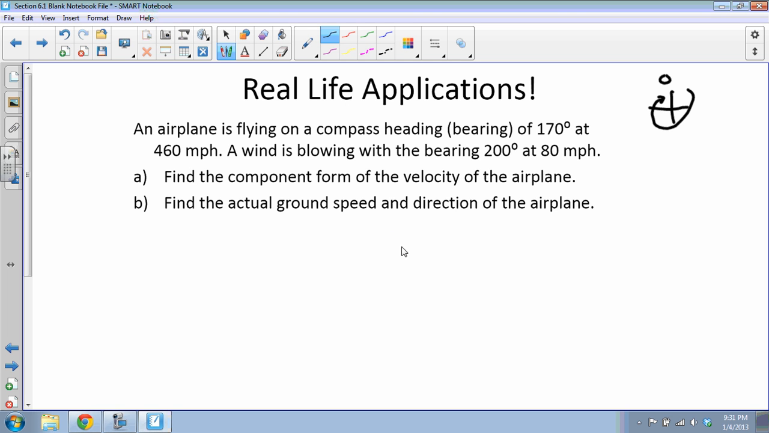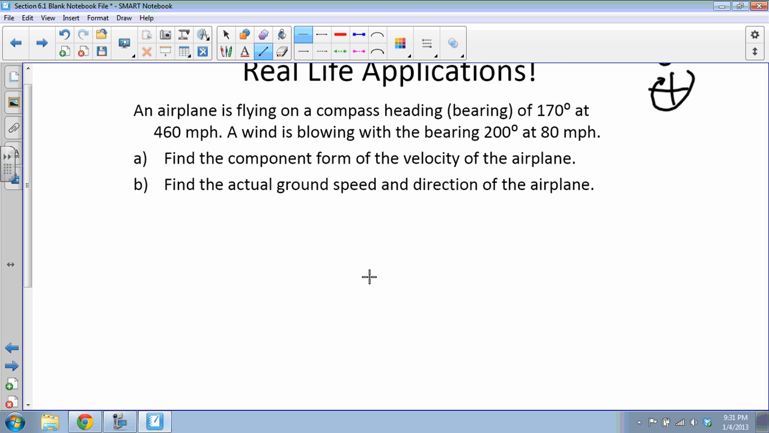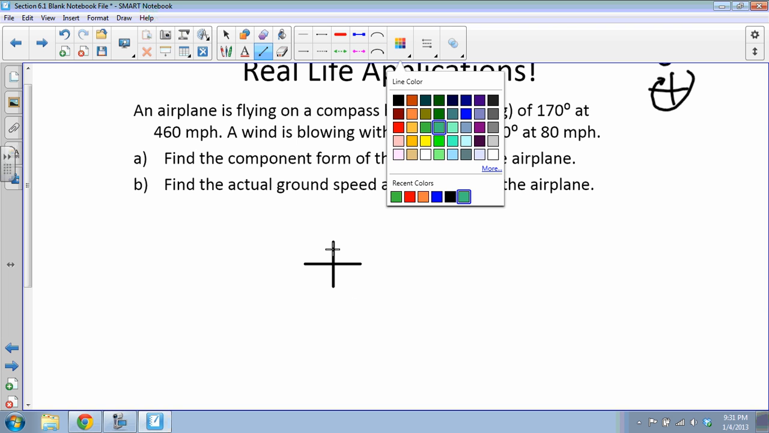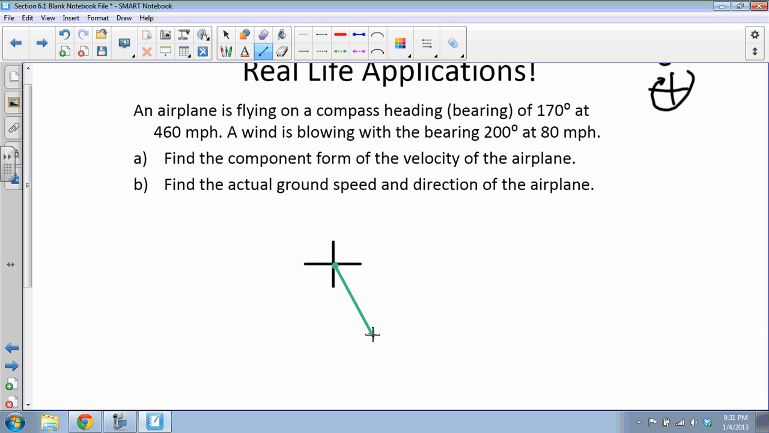So it says find the component form of the velocity of the airplane, find the actual ground speed and direction of the airplane. So let's make a picture. We are starting with an airplane that is going at a bearing of 170 degrees. So I'm going to make my airplane green. If I start at 0 and I go almost 180 degrees, that would be down here. Okay, and keep in mind that my airplane vector should be pretty long because 460 miles per hour is a lot.